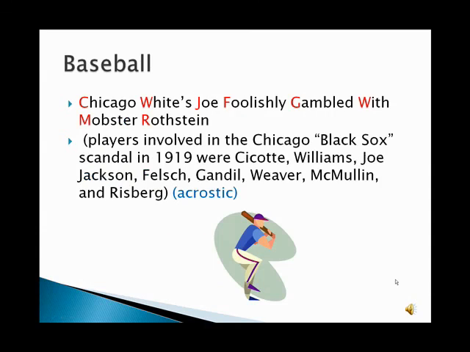In baseball, Chicago White's Joe foolishly gambled with mobster Rothstein, representing the players involved in the Chicago Black Sox scandal in 1919: Cicotte, Williams, Joe Jackson, Felsch, Gandil, Weaver, McMullin, and Risberg, an acrostic.